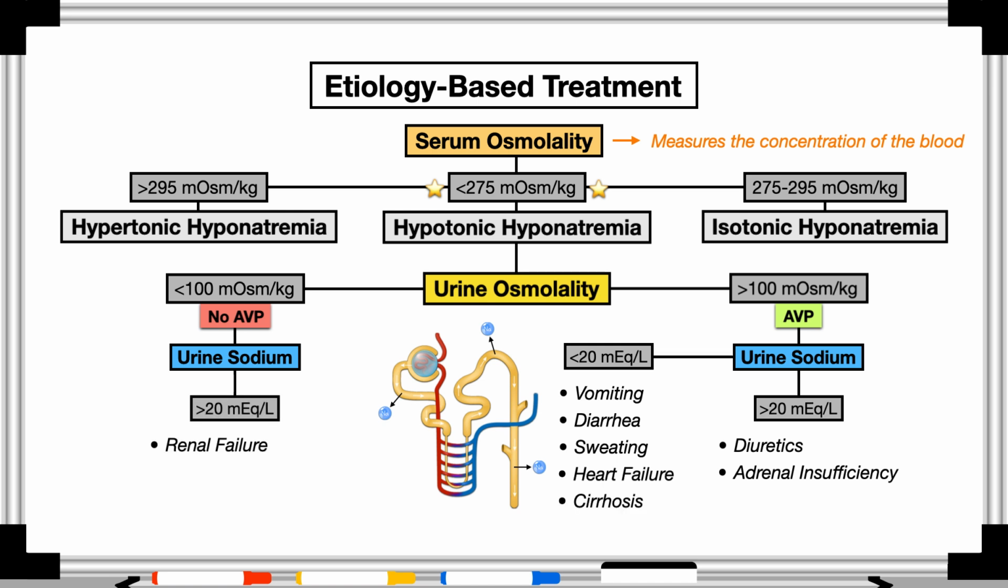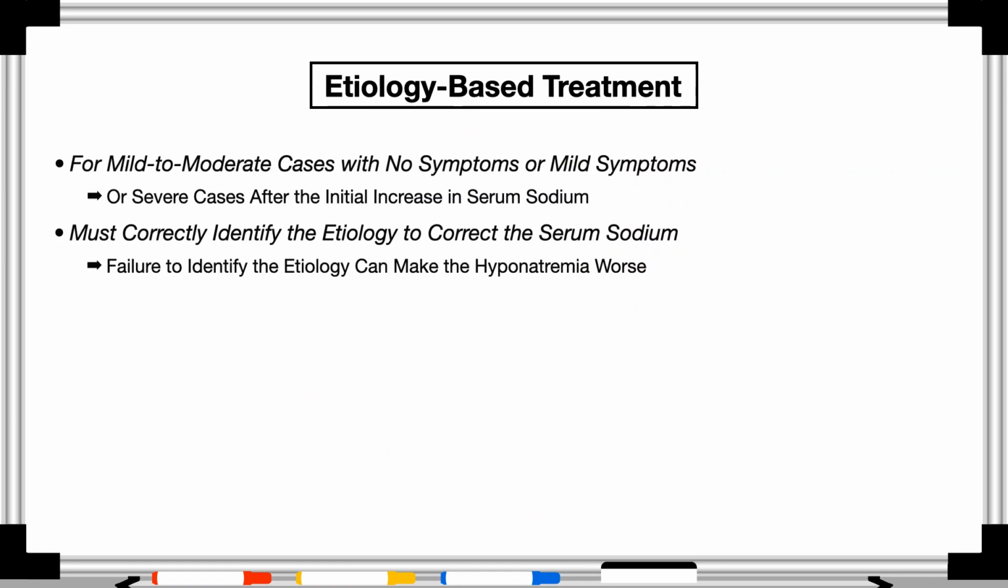Then, for hypervolemic hyponatremia, urine sodium greater than 20 milliequivalents per liter is indicative of renal failure, whereas urine sodium less than 20 milliequivalents per liter suggests heart failure or cirrhosis. The urine sodium for etiologies related to euvolemic hyponatremia is usually greater than 20 milliequivalents per liter.